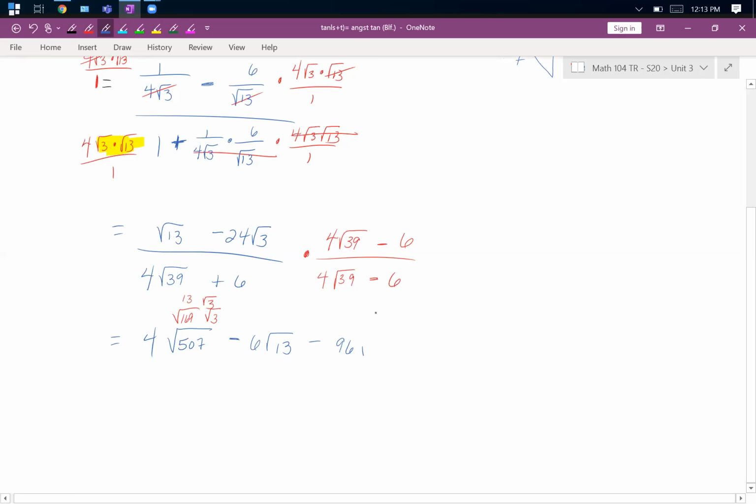96 times the square root of 117, and that simplifies as well. That's the square root of 9 times the square root of 13. So we'll get 3 square root of 13 there. And then plus 144 square root of 3.